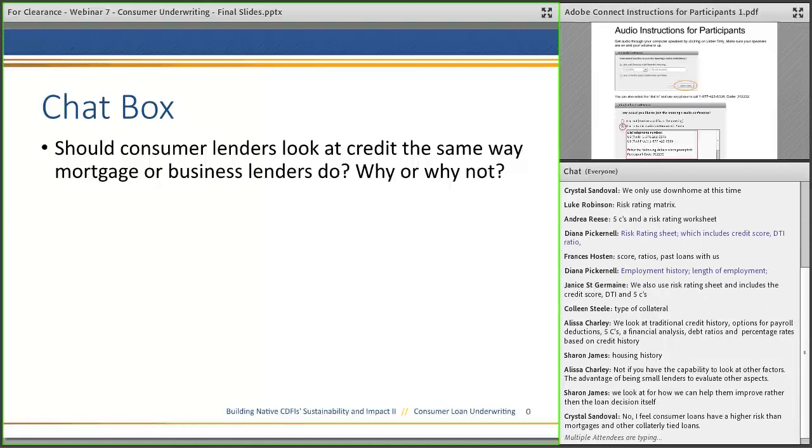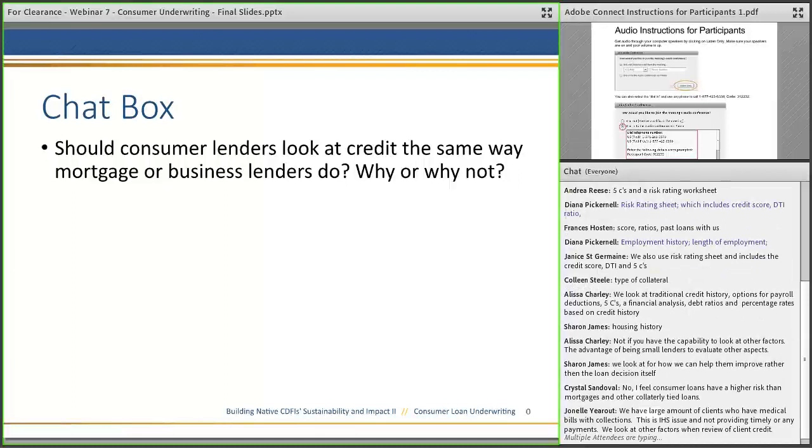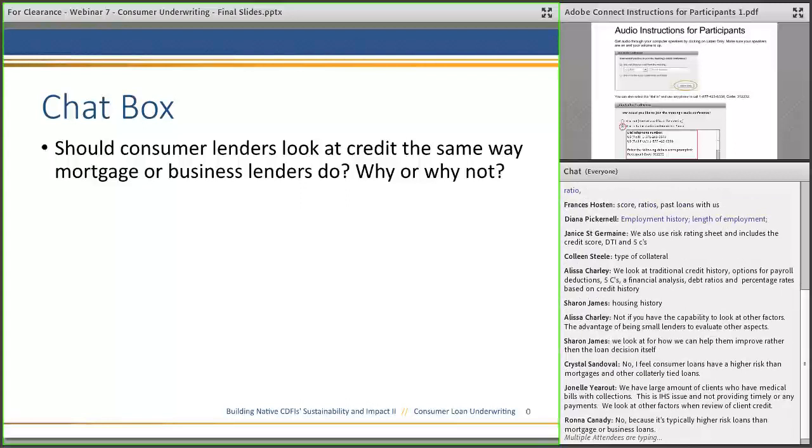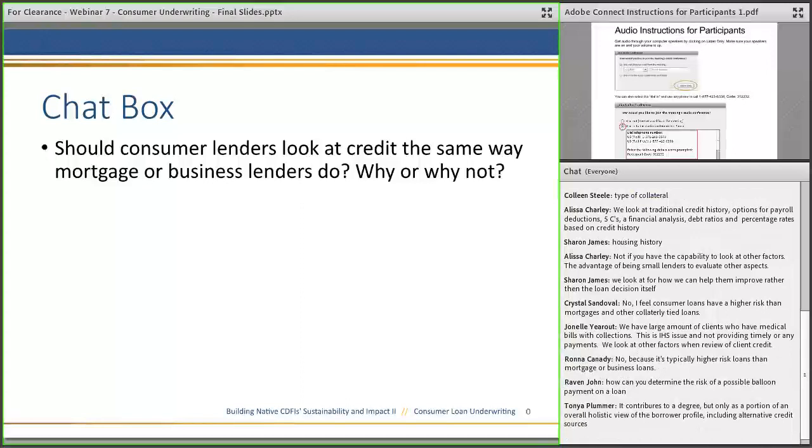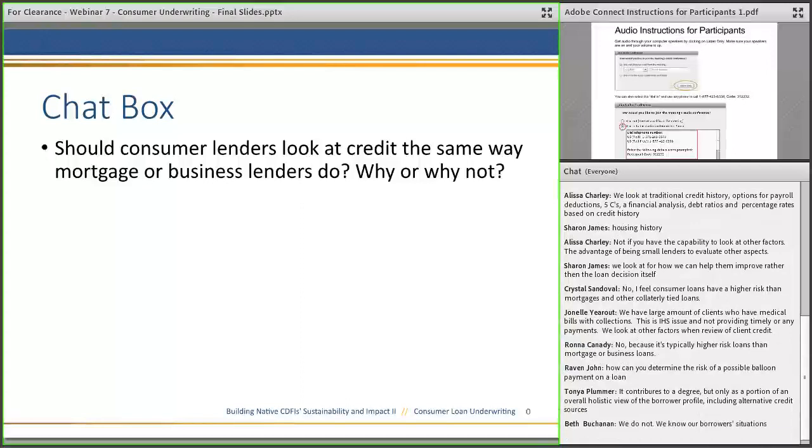Okay, Alyssa says, if you have the ability to look at other factors, that's one of our advantages as small local organizations: we can look at loans in a holistic way, and also look at how we can help our borrowers improve rather than giving a firm no on the loan decision right away. Janelle mentioned something I've had a lot of experience in. A lot of clients have medical bills in collections because IHS didn't pay in a timely way. So that's often a derogatory mark that you would exclude when evaluating the credit of an applicant.